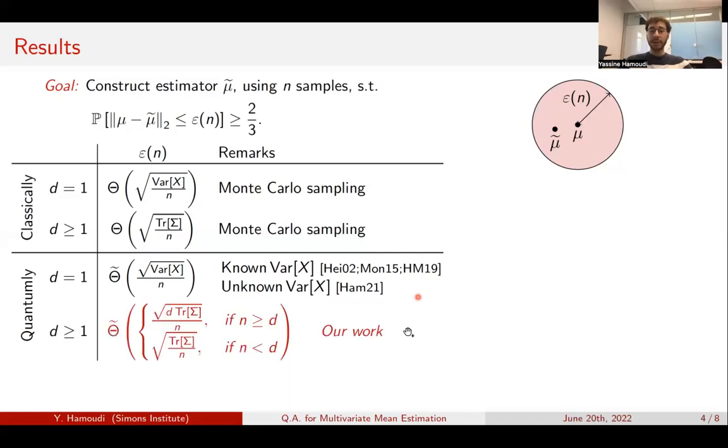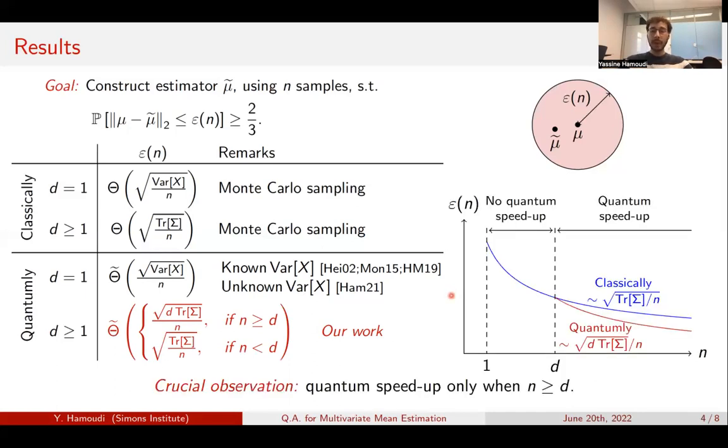What we show is a bit more complicated than the statement of the previous result, because there are two different regimes which are displayed on this picture. The first regime is the case where n, the sample complexity parameter, is smaller than the dimension. In this regime, we show that it is impossible to obtain any advantage by using the quantum access model. So the best you can do in this regime is just to apply the classical algorithm.